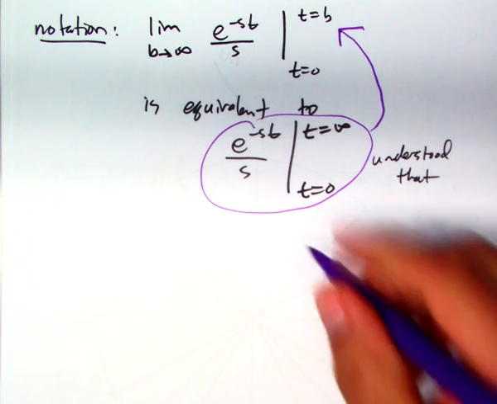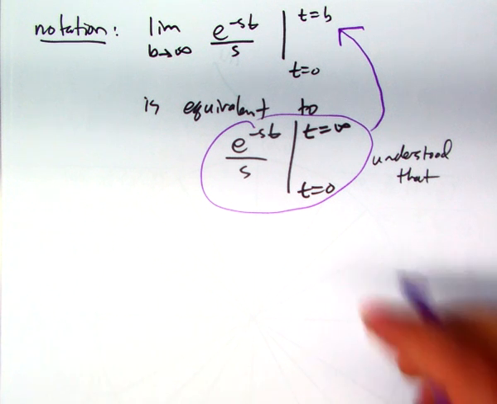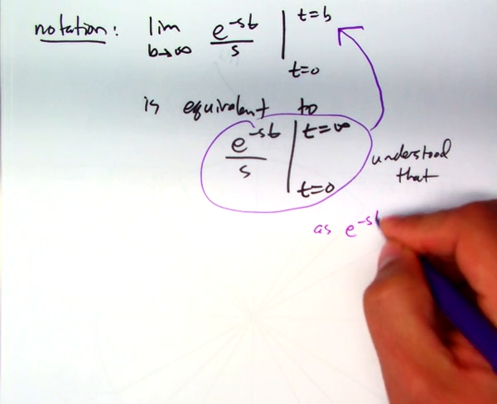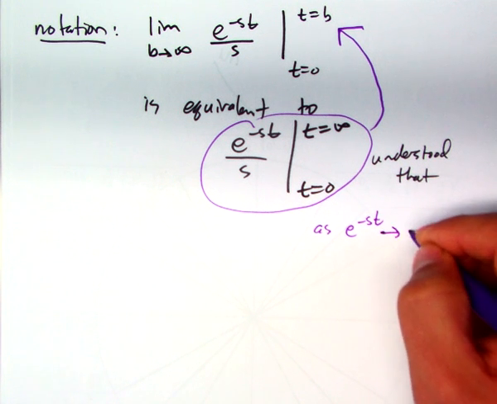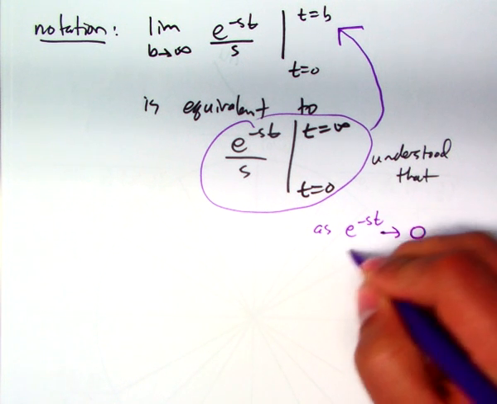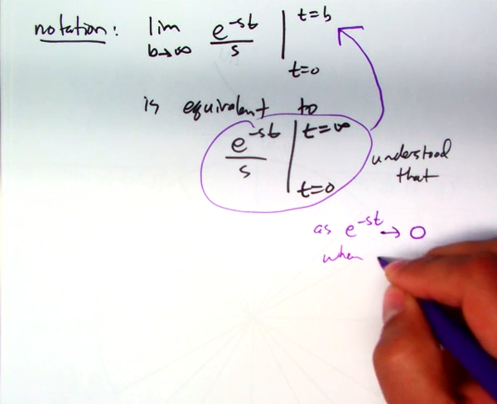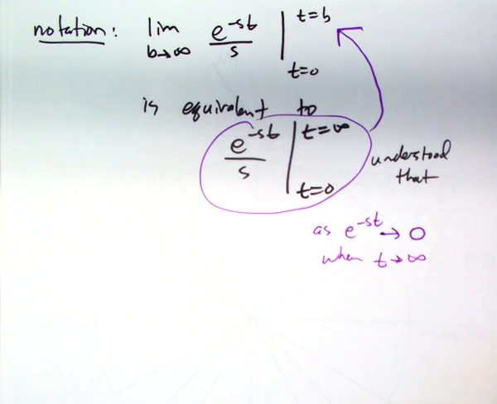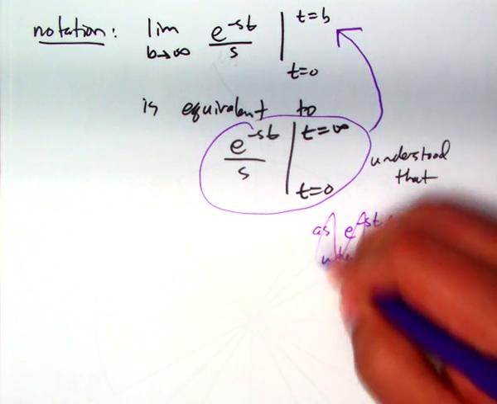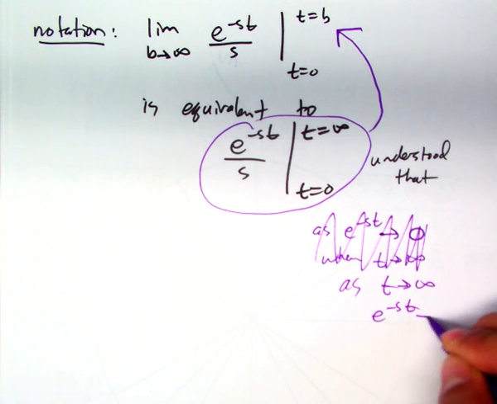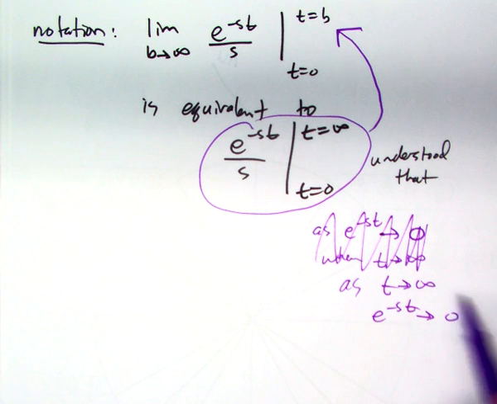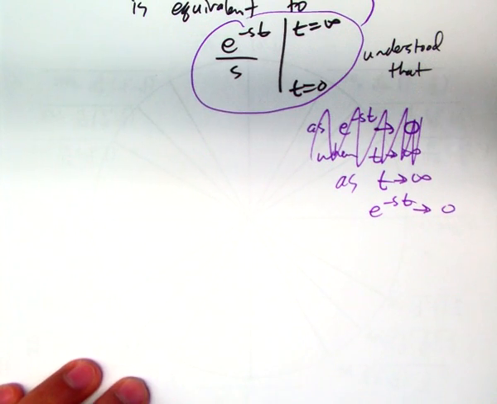And naturally, as t goes to infinity, e to the minus st approaches 0. Okay, so these are the assumptions that we're going to work with moving forward.